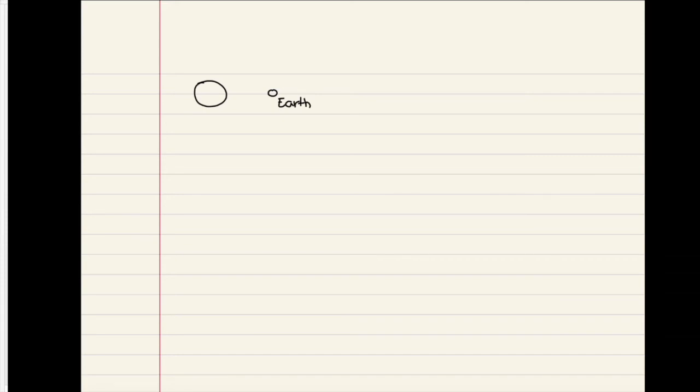You have the Earth, and you have the sun. The Earth is going around in an approximate circular orbit. The distance between the Earth and the sun is well established. We call it 1 astronomical unit, or 1 AU, and it is about 1.5 times 10 to the 11 meters, or 93 million miles.